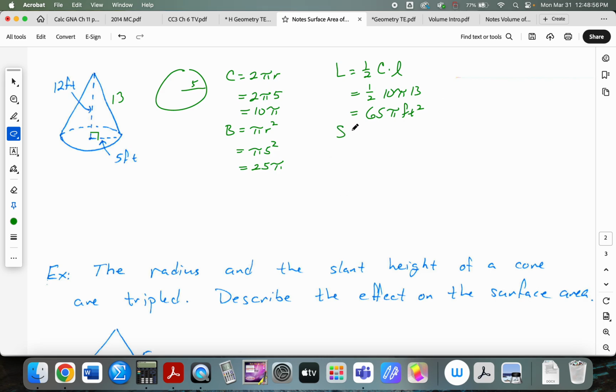And then the surface area is the lateral area plus, there's only one base in a cone, so that'll be 65 pi plus 25 pi is 90 pi square feet.